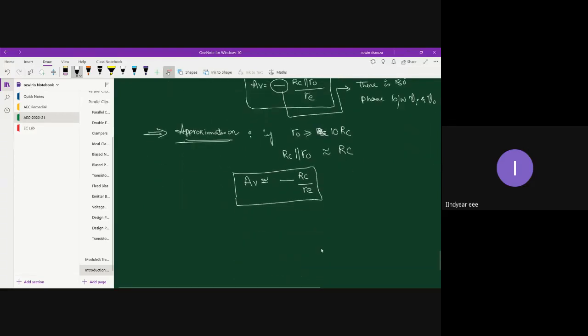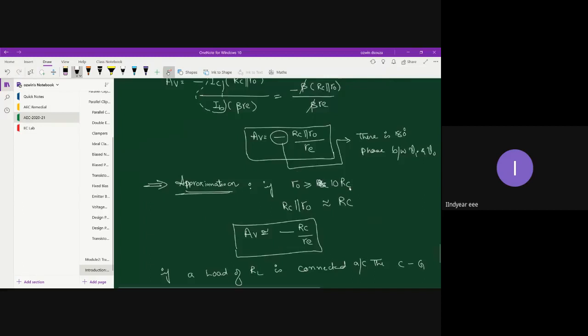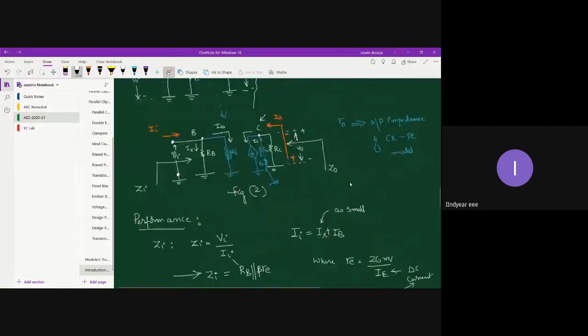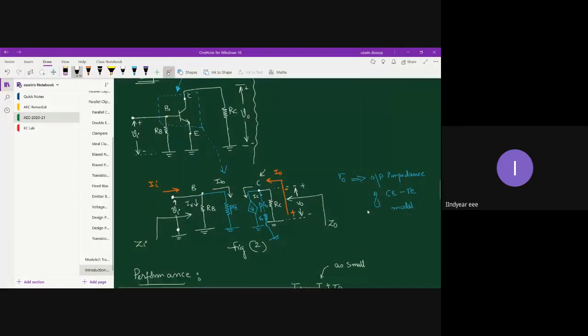And if a load RL is connected across the collector to ground terminal, then AV is given as... can anyone tell me, if a load of RL is connected across collector to ground terminal, then what would have been the gain? Can anyone tell me?